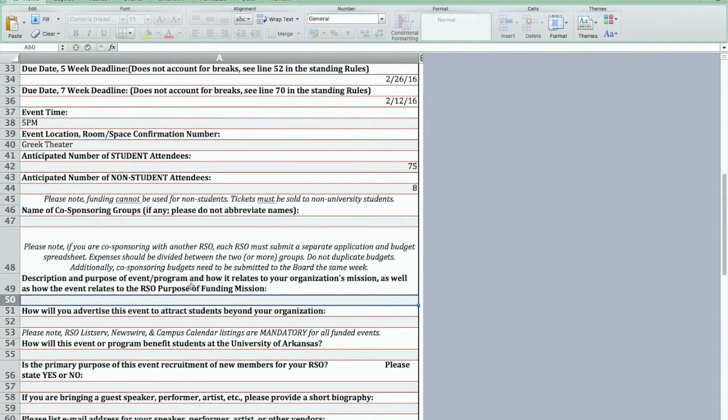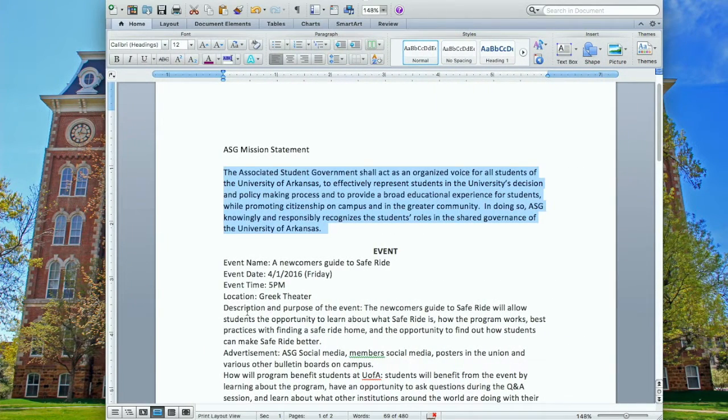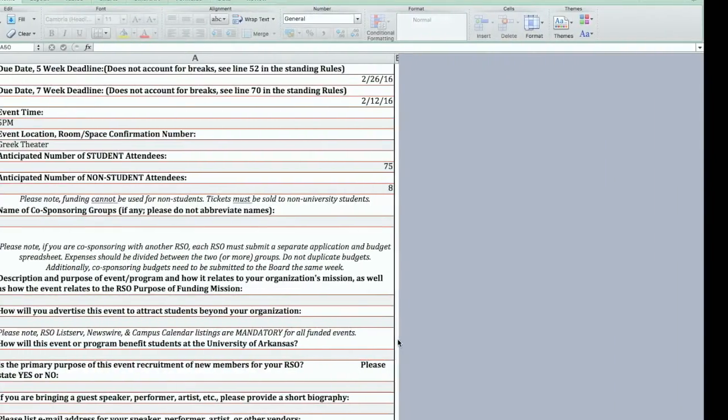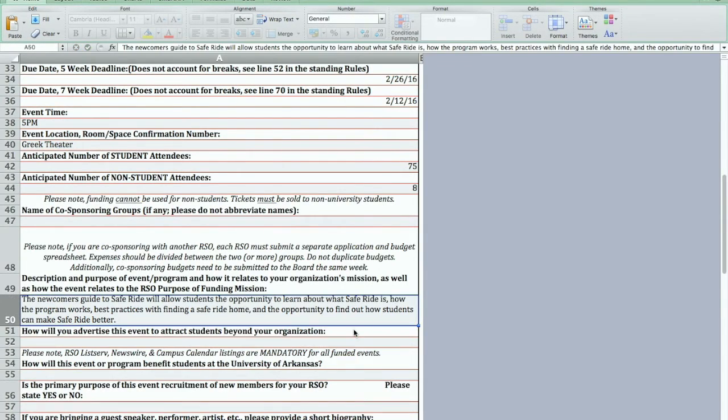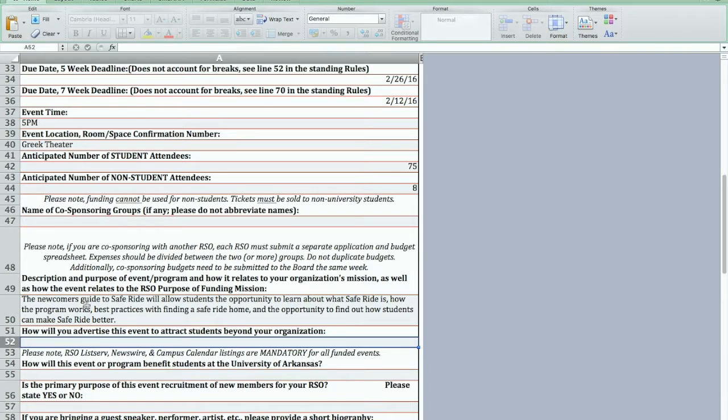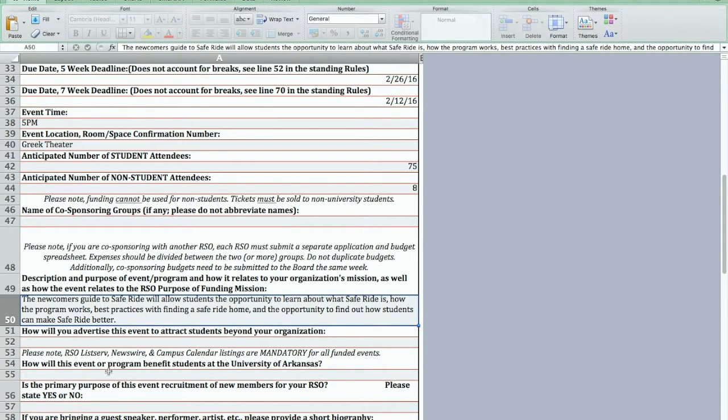Description and purpose of the event and how it relates to your organization's mission. So I have that over here, this description of the Newcomer's Guide to Safe Ride. And so this cell right here, and also this one, so 50 and 55, are going to be the main components that you're going to sell the board on the educational value of your event. This is where the board gets the meat and bones of your actual event and how it relates to students and what it's going to bring to campus.